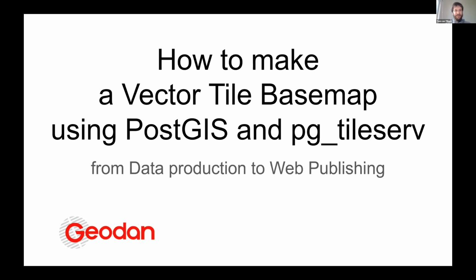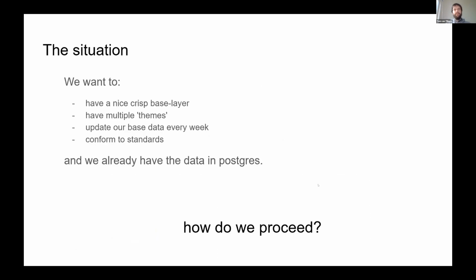But of course, the title really says something about what I'm going to show you. It's basically a cookbook. So I'll take you on a journey that we had, going from raw data into publishing a web map. And I'll just take you along in the steps. Yeah, there we go. Now, what situation do we start this journey from?